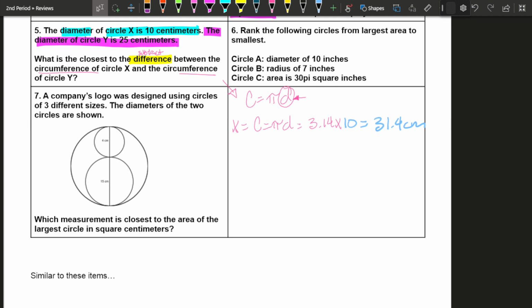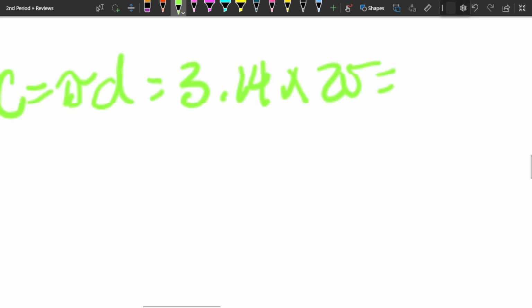Now I'm going to do circle Y. Circle Y, C equals pi times diameter. So that's again 3.14 times what? What's the diameter on circle Y? 25. Now I'm going to have to do this on the side. So let's multiply this out right here times 25.